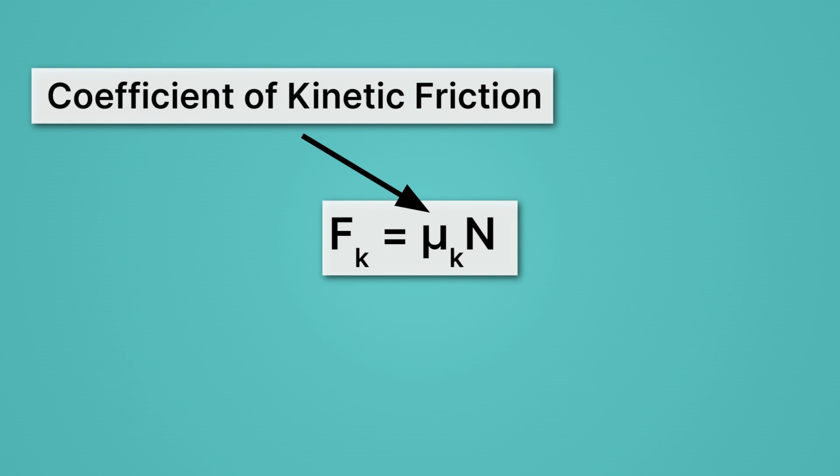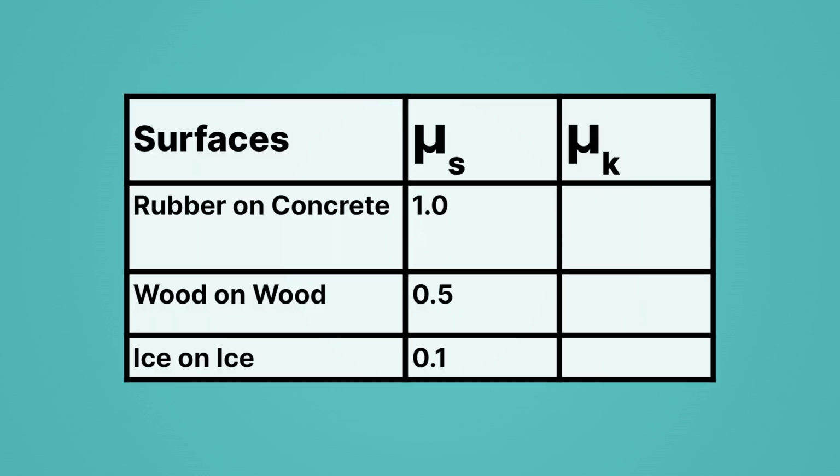We've looked at this for static friction. Here are a few different surfaces interacting and the coefficients of static and kinetic friction. For example, rubber on concrete has a coefficient of static friction of 1. But a coefficient of kinetic friction of just 0.7. Notice it's smaller. For wood on wood, the static friction is 0.5 and the kinetic friction 0.3. Again, the kinetic friction coefficient is lower. Lastly, for ice, we see a kinetic coefficient of 0.03.